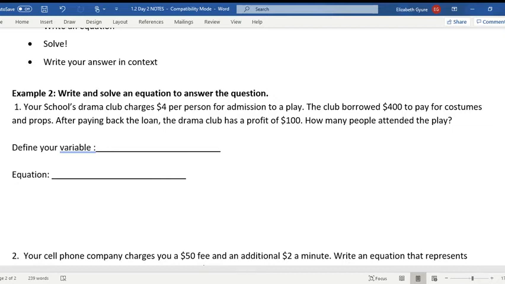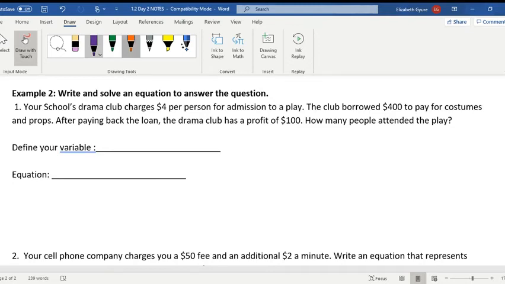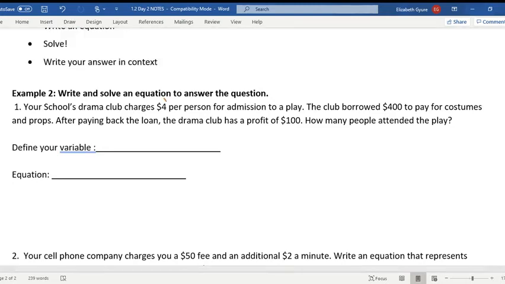So let's go through. Let's circle our important numbers first, okay? So Bailey, where do you see an important number in this problem? Yep, $4. Asia, where else? $400. Good. Lynn, where else? $100. Okay, good.